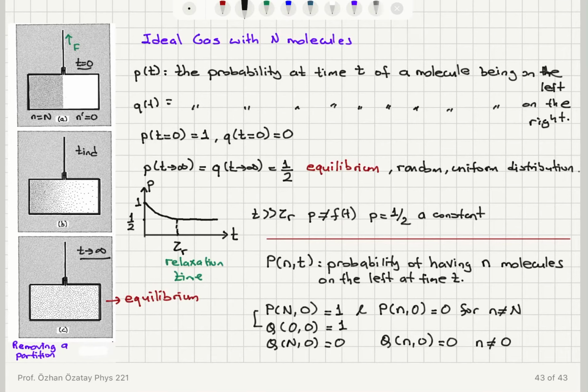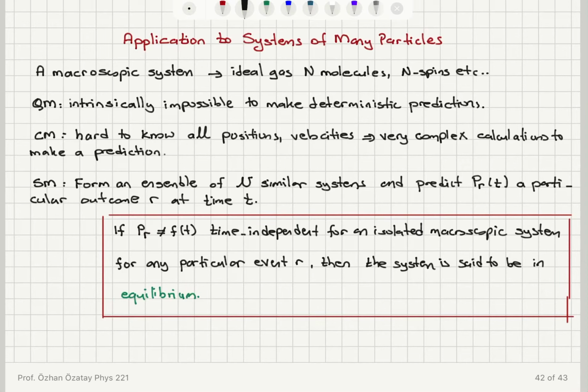All right. So what we have done here is basically we went through the probability arguments for a system with many particles. A macroscopic system, for example, an ideal gas with capital N molecules, or an ideal spin system with capital N spins. For these systems, we have three possible options. We have quantum mechanics, classical mechanics, and statistical mechanics. Quantum mechanics is intrinsically impossible to make deterministic predictions. It's already using probabilistic results. Classical mechanics is hard because you need to know all positions and velocities, and it requires very complex calculations to make a prediction. But this is also true for quantum mechanics for a many-particle system.